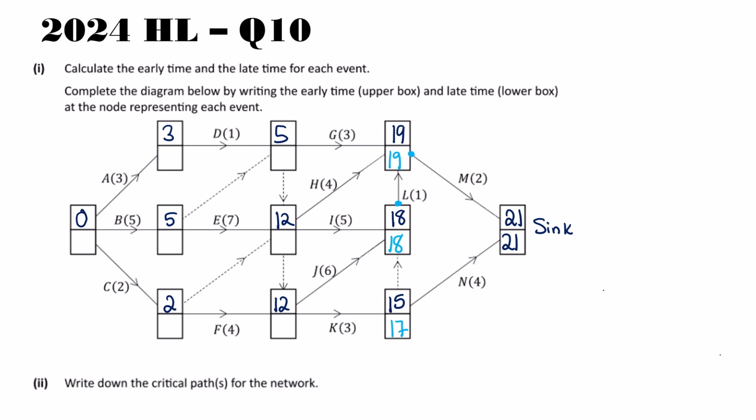Then I'm going to look at this node here. I have 2 feeding backwards into it. Through J, it's going to give me 12.